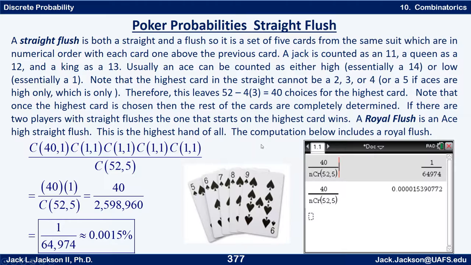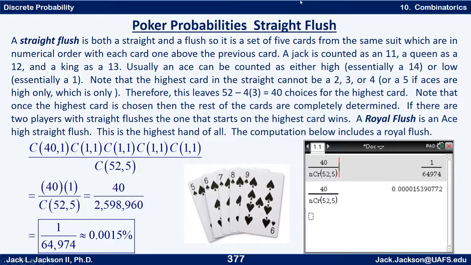Okay. So how many ways can we do that? Now remember, a jack is counted kind of like 11, a queen is a 12, and a king is a 13. And depending on the game, usually an ace can be counted as either high, essentially a 14, or low, essentially a 1. So the highest card cannot be a 2, 3, 4, or if aces are not allowed to be low, it couldn't be a 5 either.